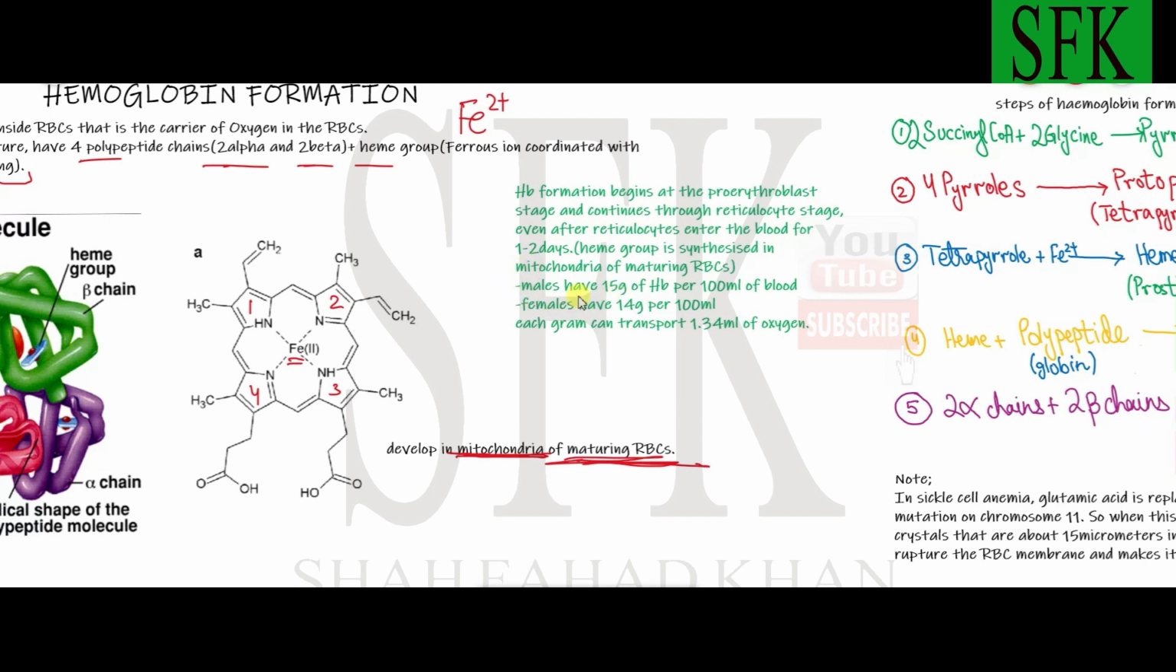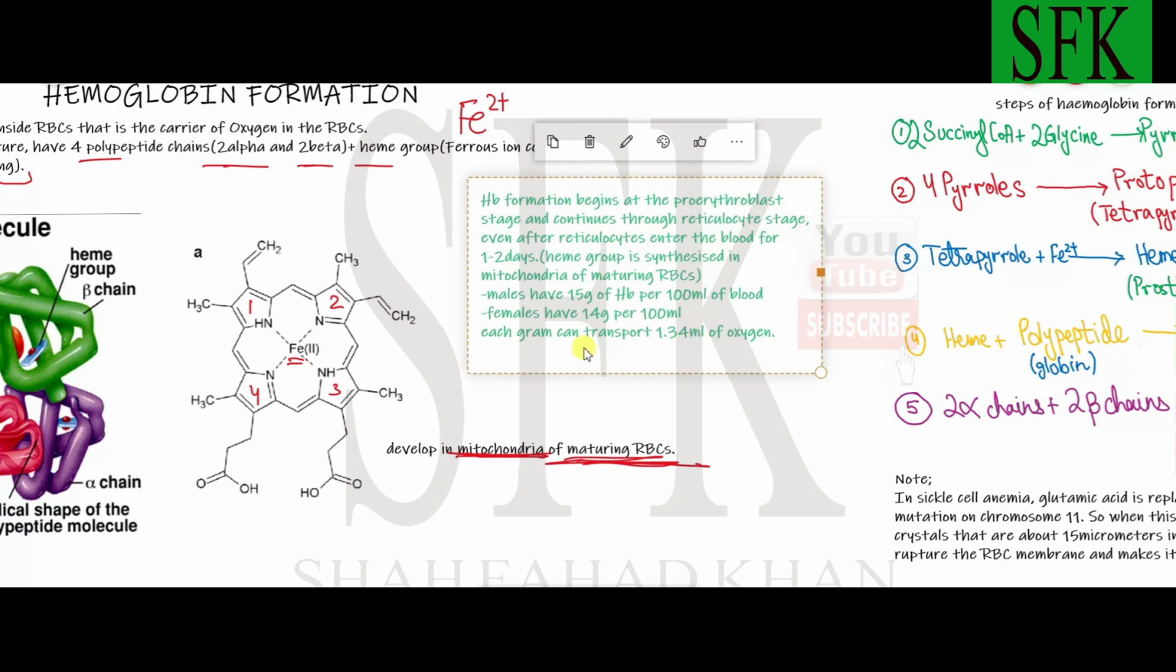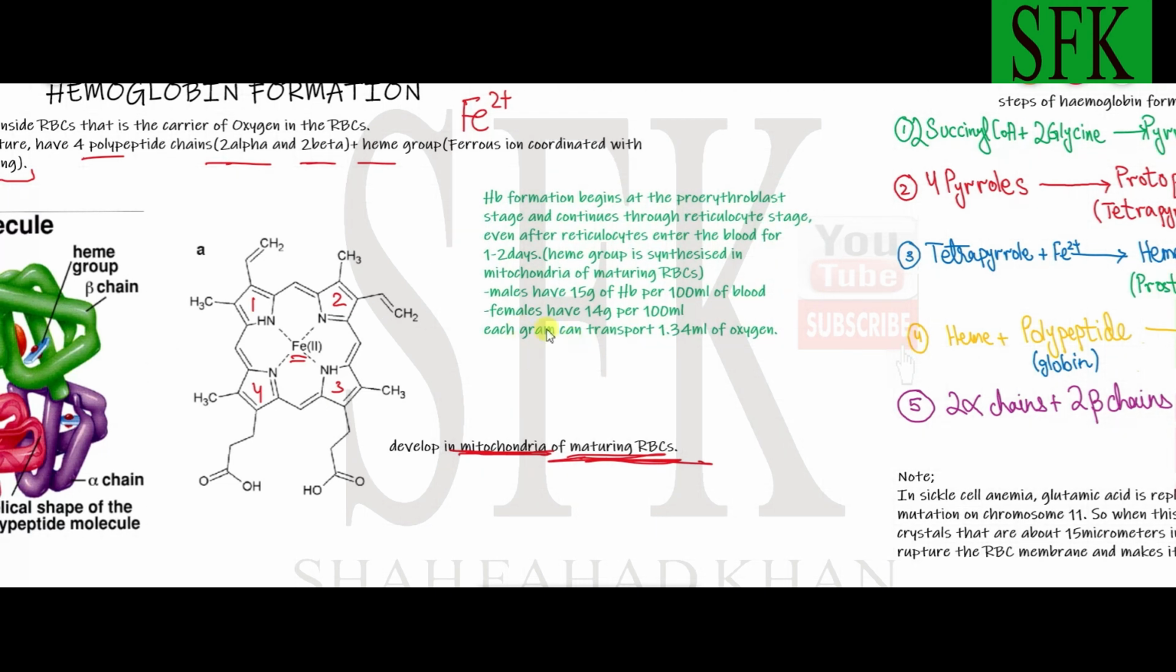Okay, males have 15 grams of hemoglobin per 100 ml of blood, and females have 14 grams. And each gram of hemoglobin can transport 1.34 ml of oxygen, and each hemoglobin molecule can bind to four oxygen molecules. Okay, four oxygen molecules, which make a total of eight oxygen atoms.